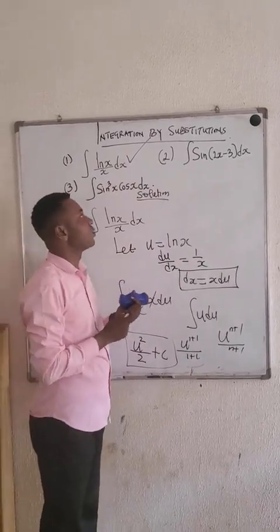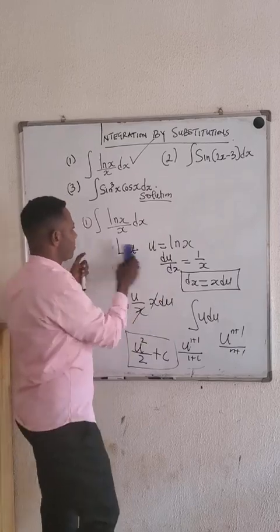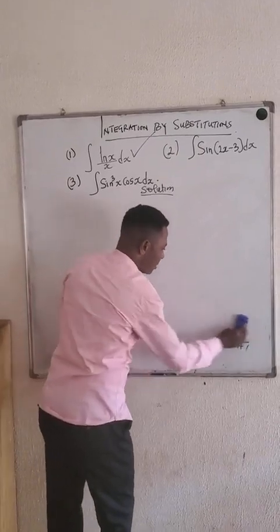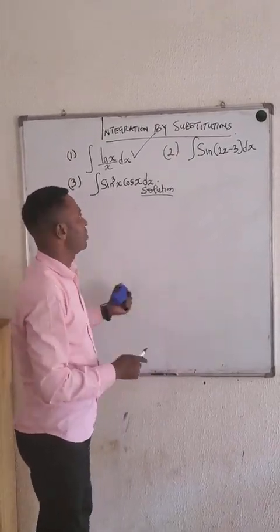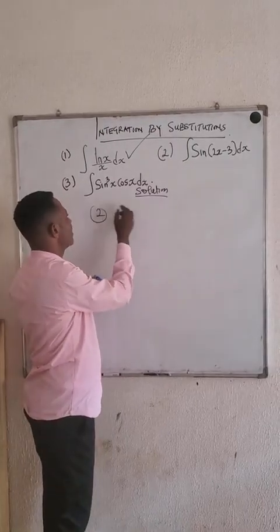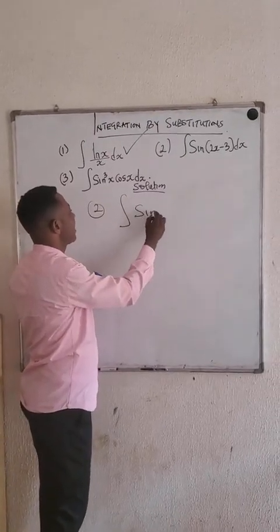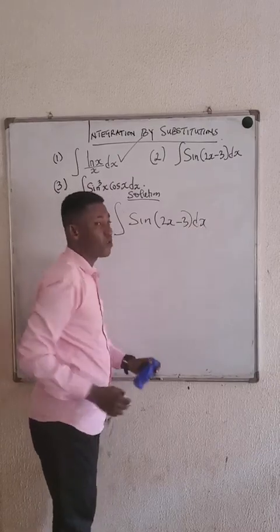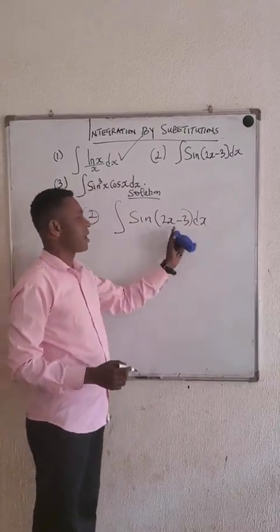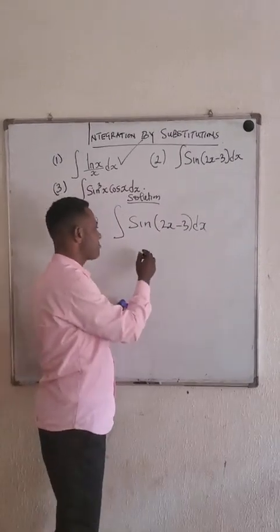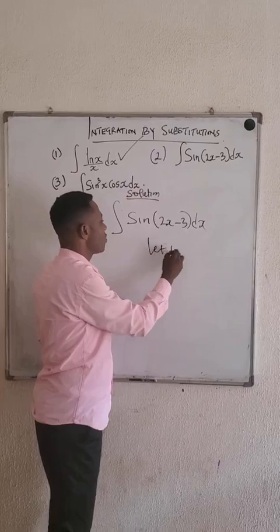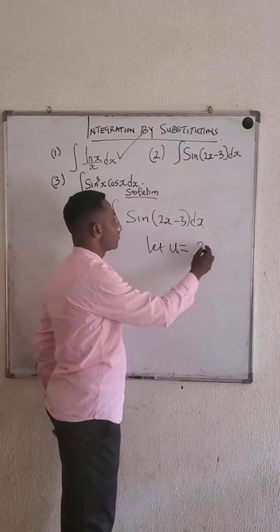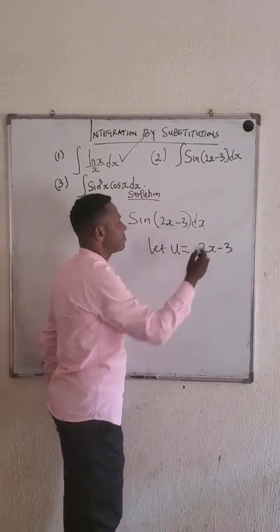So let us proceed again to example 2. Example 2 is also very simple. Look at it. Number 2, integrate sine of 2x minus 3. This is just like function of function, 2x minus 3. So we can just assume and say let u. Remember, we are using the method of what? Substitution. Let u be equal to 2x minus 3.